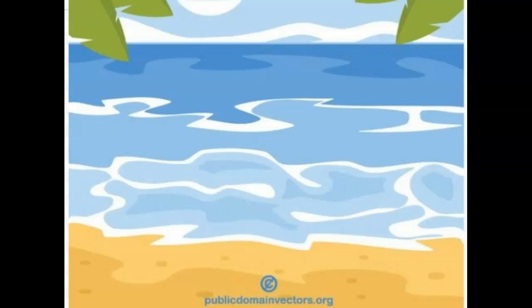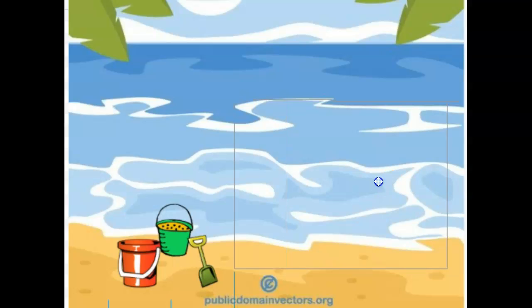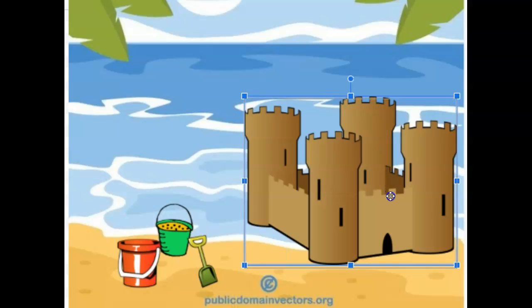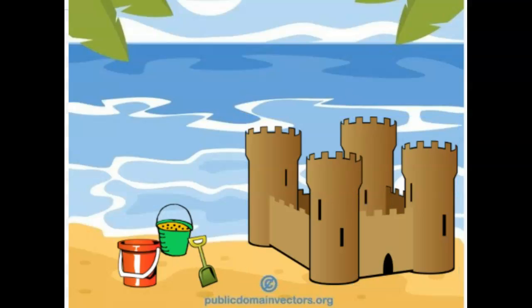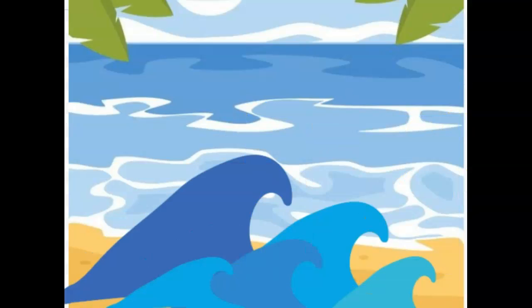All right, so here's my story about building a sandcastle in 4. First, we took our buckets and our shovel down to the water. Next, we built a big sandcastle in the sand. Then a wave came. Finally, that wave washed away our sandcastle. So that's it. 4 sentences that give a beginning, middle, and end to the story.